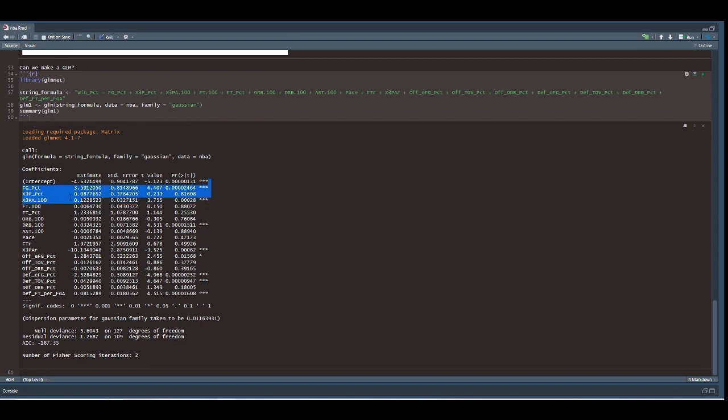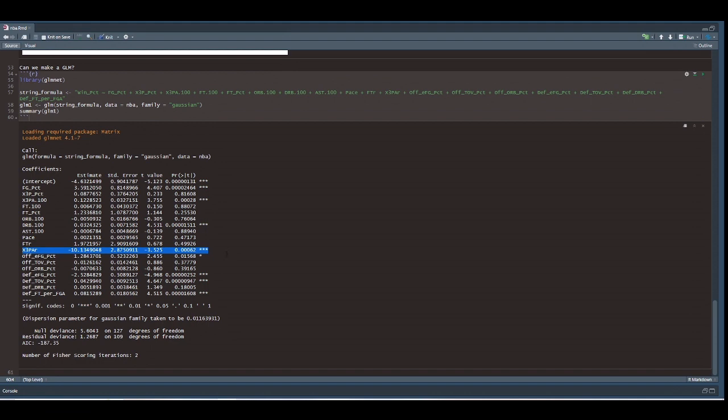So field goal percentage: significant, positive, no surprise there. Then with threes, we have 3-point percentage, not significant. 3-point attempts per 100 possessions is significant, but 3-point attempt rate, which is the percent of field goals that are threes, is significant, and it's negative.